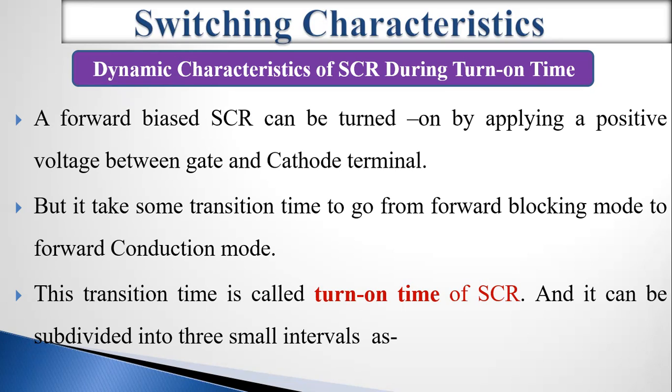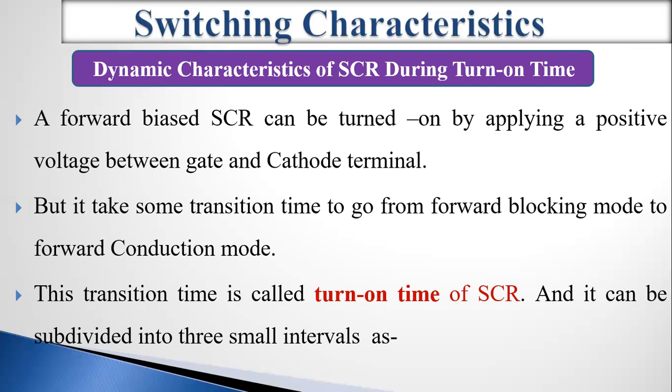The dynamic characteristic is generally divided into two parts: one during turn on time and one during turn off time. Let us discuss their function and specification for the dynamic characteristic of the SCR during the turn on time. According to the static characteristic of the SCR, a forward biased SCR can be turned on by applying a positive voltage between the gate and cathode terminal. The SCR goes from forward blocking mode to forward conduction mode by applying the positive gate current. But it takes some transition time to go from forward blocking mode to forward conduction mode.